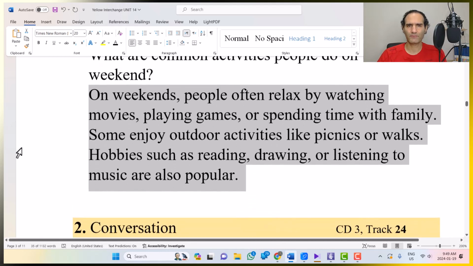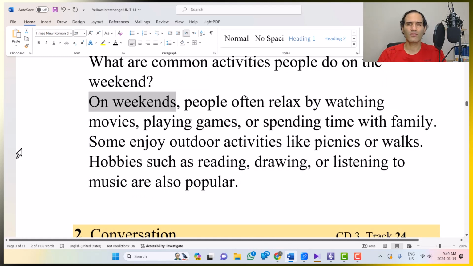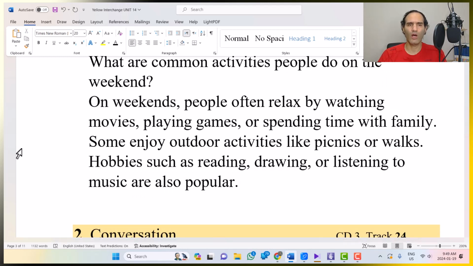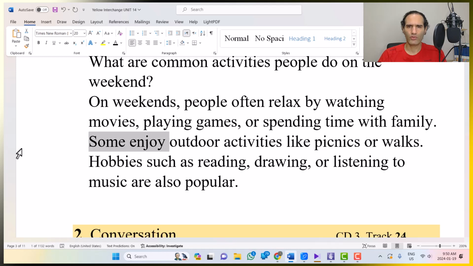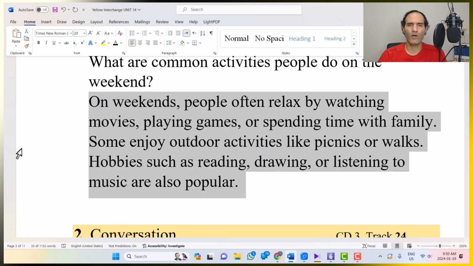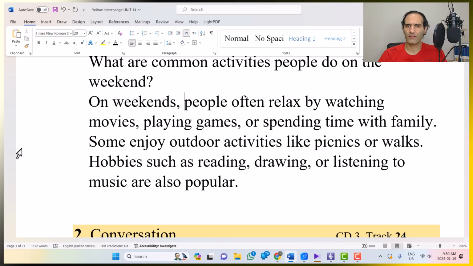My answer: on weekends. So for weekdays and weekends we use "on." On weekends, people often relax, simple present, by watching videos, playing games, or spending time with family. Some enjoy outdoor activities. Some means some people enjoy outdoor activities like picnics or walks. Hobbies such as reading, drawing, or listening to music are also popular. So these are some common activities people usually do on weekends. And the sentences are in present tense.